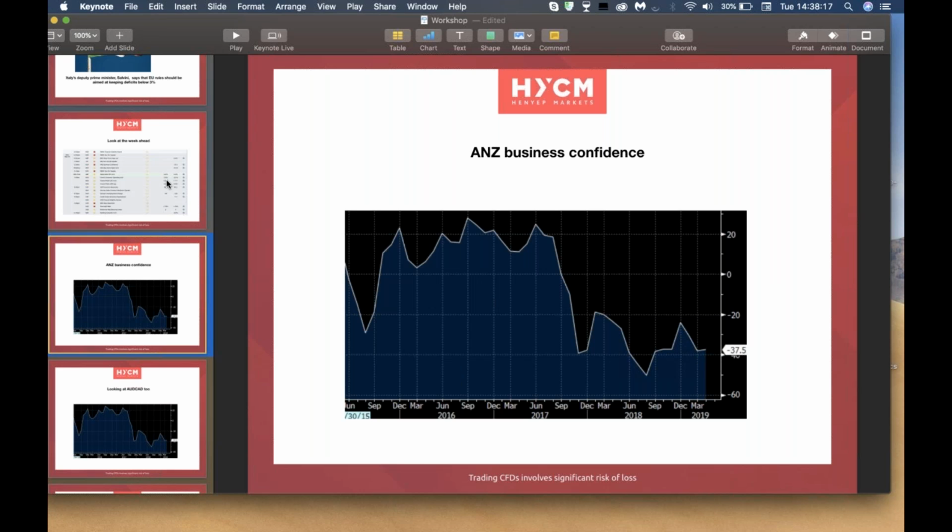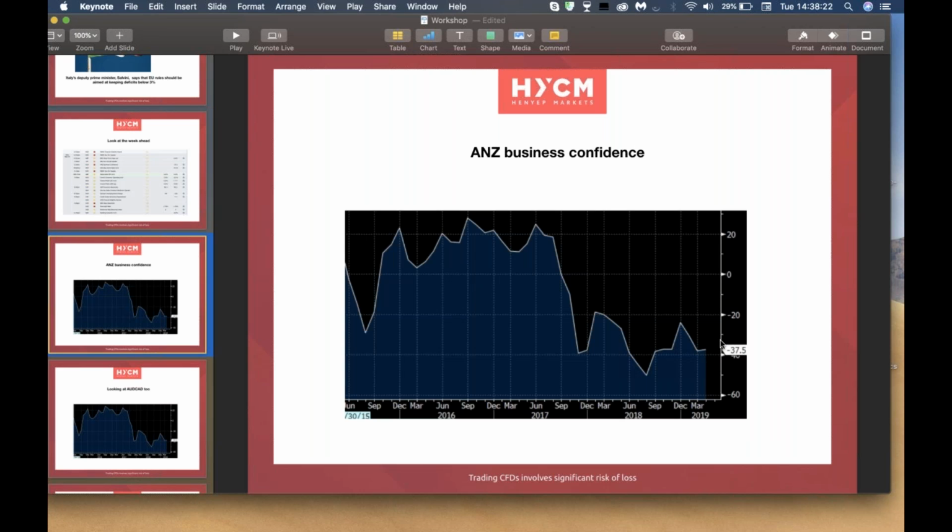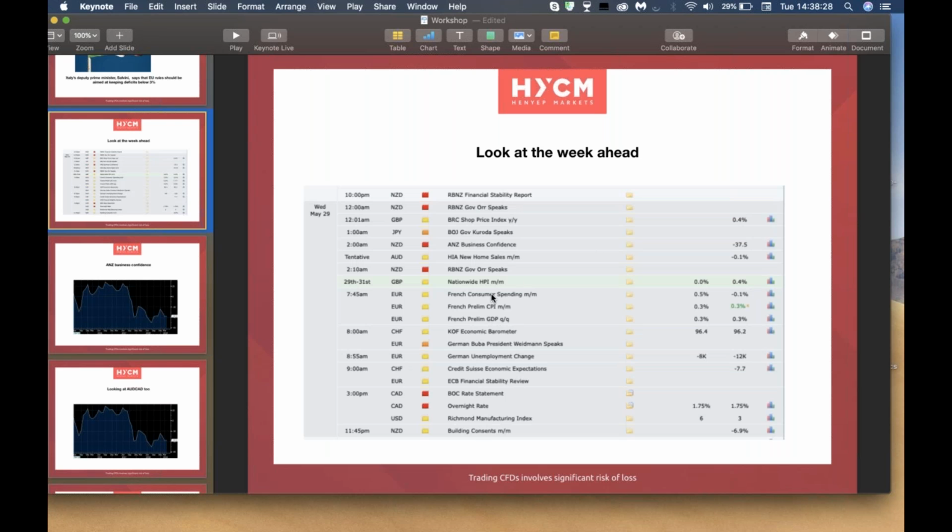But if it doesn't, that's going to be very negative for the New Zealand dollar, especially as some people are expecting the business confidence levels to rise. Remember, alongside this business confidence, we've got Governor Orr speaking before it and Governor Orr speaking after it. And we have the Reserve Bank of New Zealand's financial stability report. So this is potentially a big mover for the New Zealand dollar, so be aware of it.